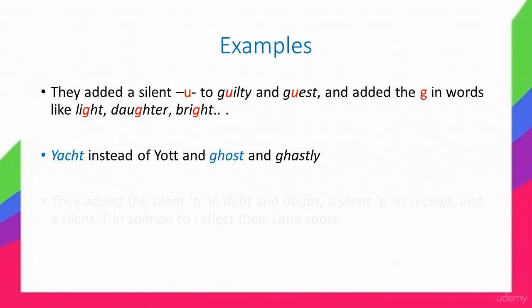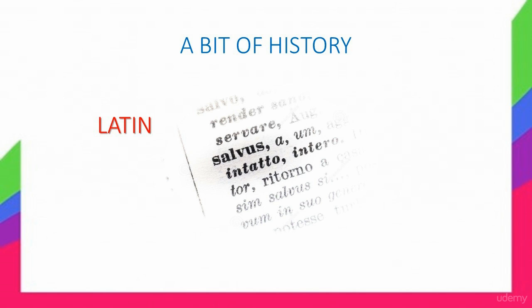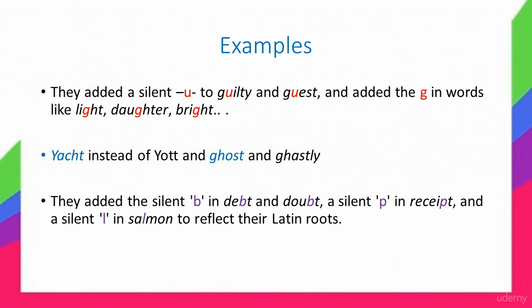French spellings. The Renaissance academics in the 16th century caused chaos with their obsession with Latin. They wanted a more authoritative spelling system and thought our spelling should reflect Latin, so they added the silent B in debt and doubt, and a silent P in receipt, and a silent L in salmon to reflect their Latin roots.